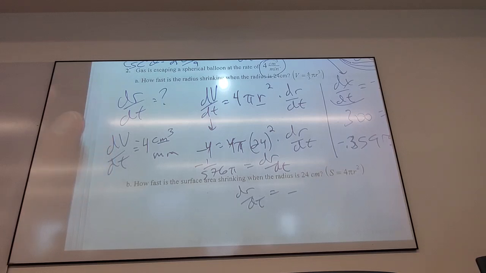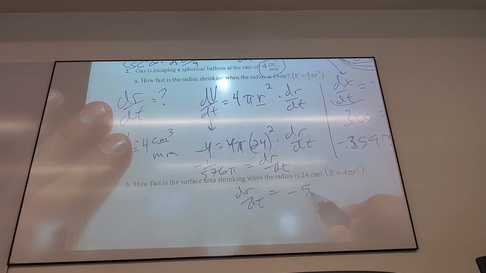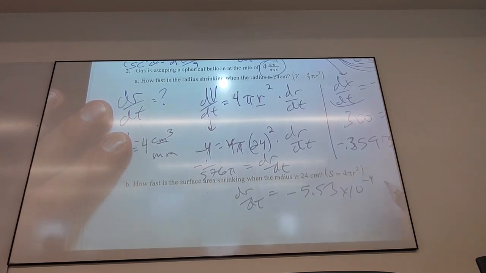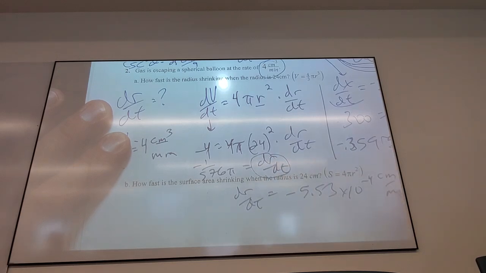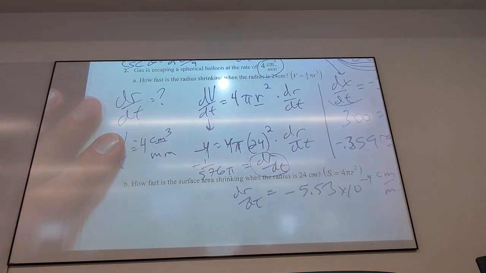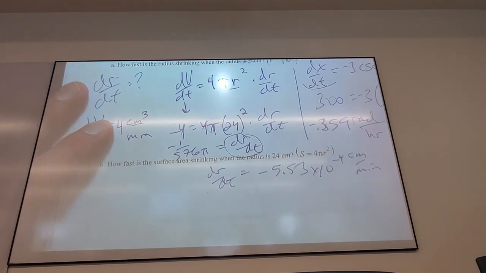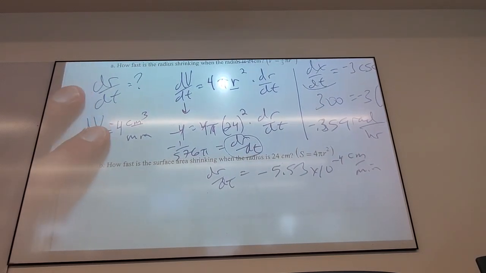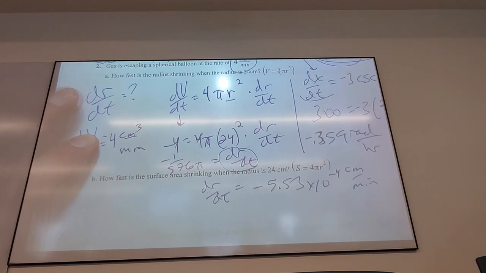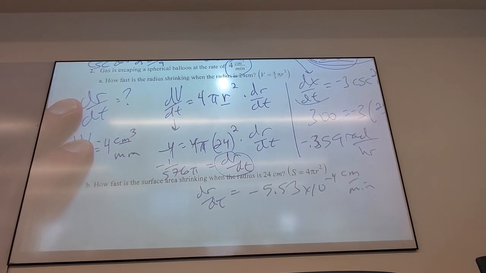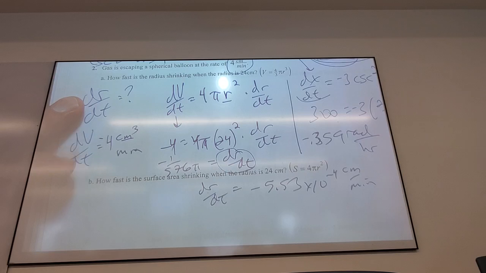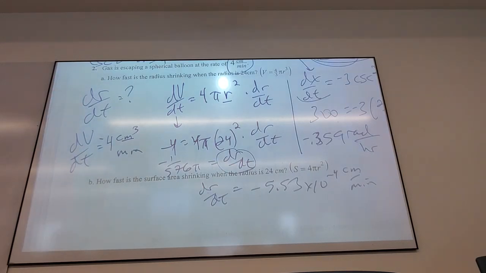1 divided by 576 pi. I've got negative 5.53 times 10 to the negative 4. Sure. Units. What are the units? Centimeters per minute. Yes. Centimeters per minute. I was lagging in real life there for a second. Very tiny change. Poor little thing.